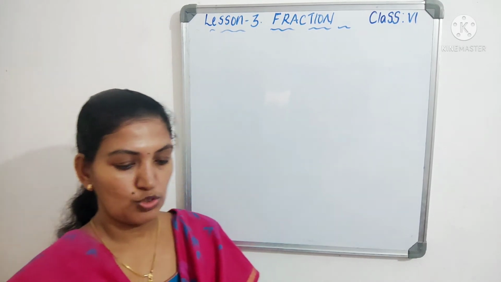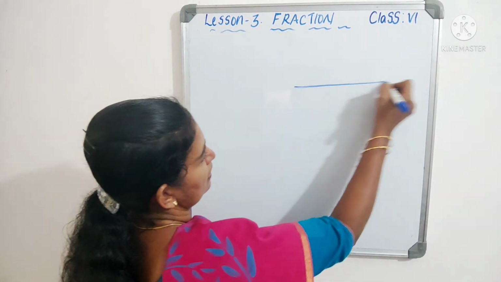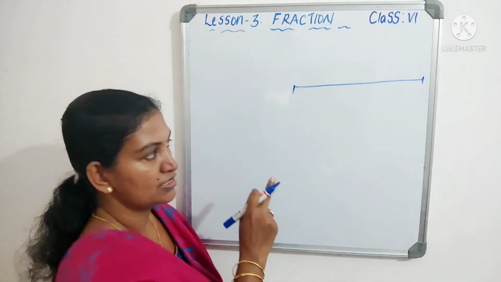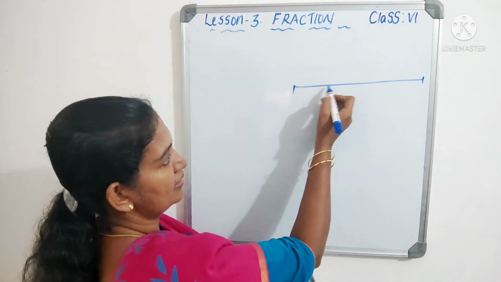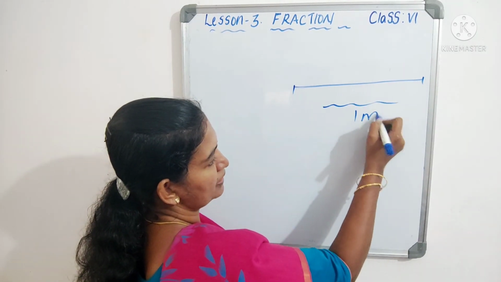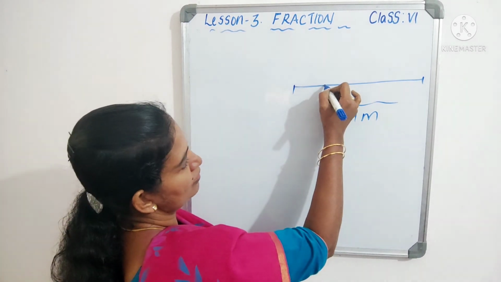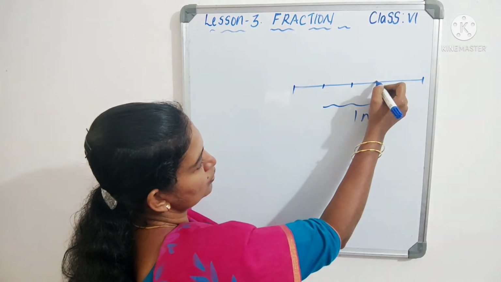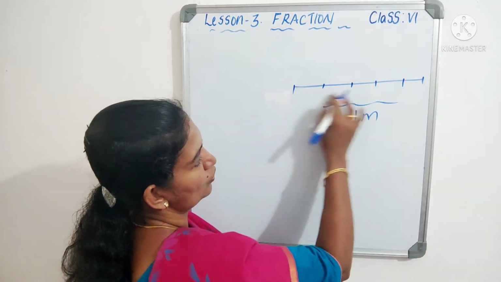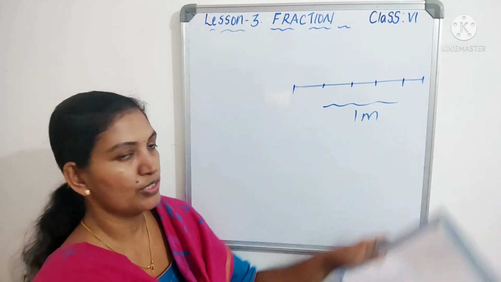That is, the length of a string is 1 meter. Suppose this is the string. Then the length of the string is 1 meter. Total length is 1 meter. Then this string is divided into 5 equal parts: 1, 2, 3, 4, 5. So now this 1 meter string is divided into 5 equal parts.